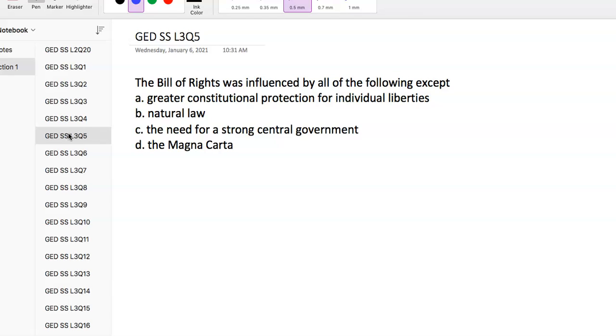But the need for a strong central government was not a big part of the Bill of Rights. We were just coming from English rule and were very afraid of what a strong central government could do, especially when the Bill of Rights was developed. That would be connected with the Articles of Confederation, and there was a pretty weak central government as we started in 1776.